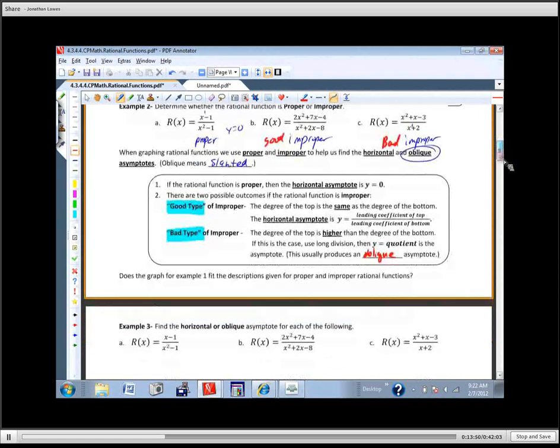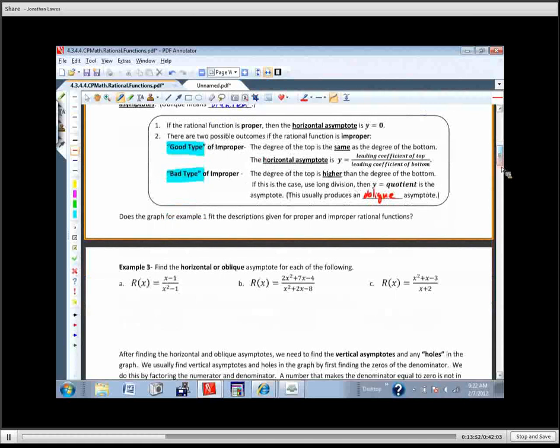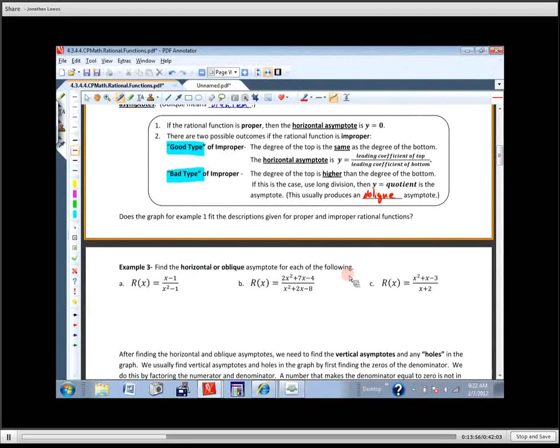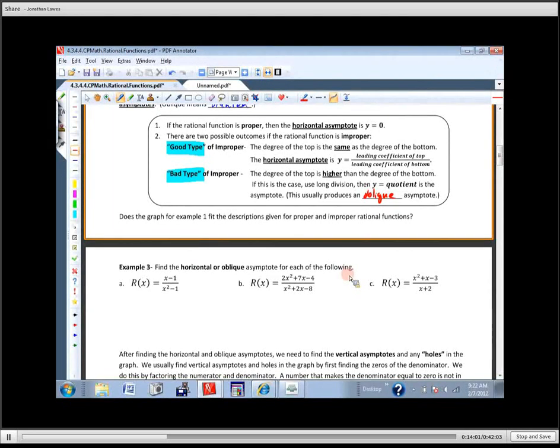Okay, so I'm going to leave this right here so you can still see that. Find the horizontal or oblique asymptote for each of the following. Now, these are the examples up above, so these hopefully are pretty easy. Is this proper or improper? Okay, this one is proper. Okay, it is literally this simple. Once you figure out that it's proper, I'm going to write the word proper, and then I'm just going to write an arrow, and I'm going to write the horizontal asymptote is y equals 0. Done. End of story. We're finished with that one.